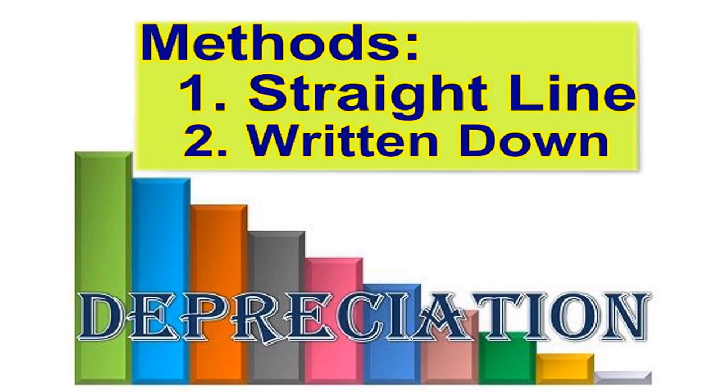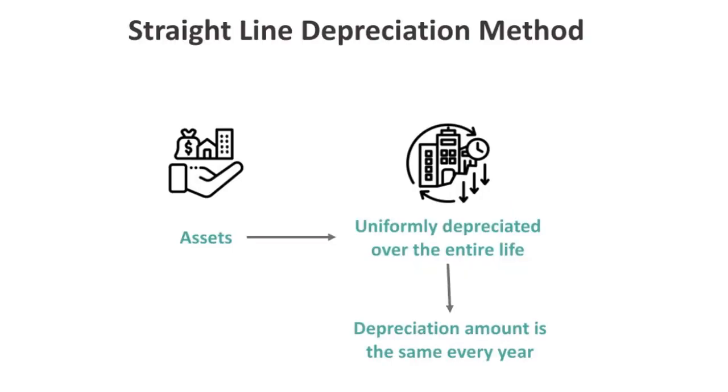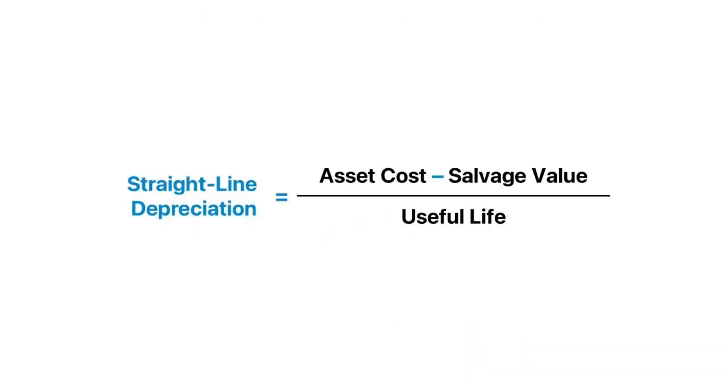How does the straight line method differ from the written down value method in accounting? Firstly, the straight line method spreads the cost of an asset evenly over its useful life, otherwise economic life. The formula to calculate depreciation using the straight line method is: depreciation expense is equal to cost of asset minus salvage value, the whole divided by the useful life, otherwise economic life. Here, the depreciation expense is the same each year.